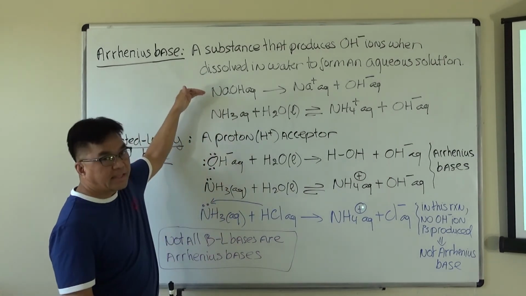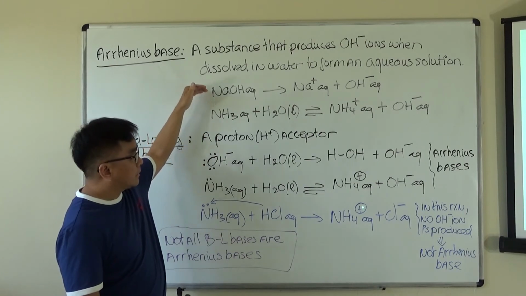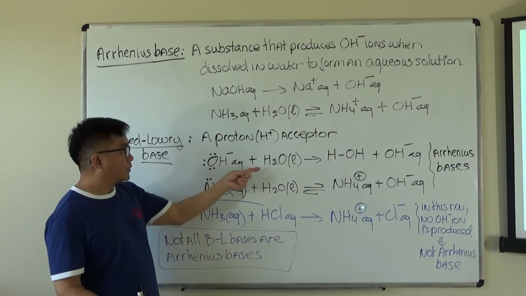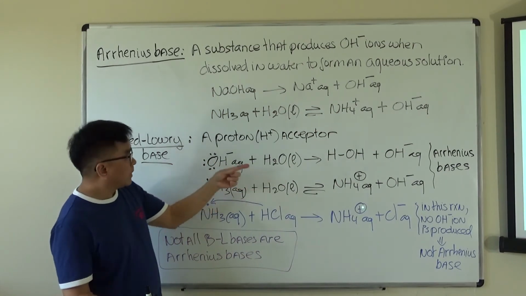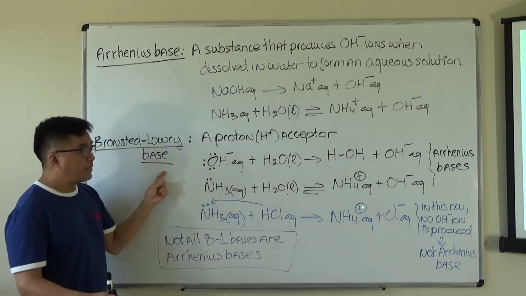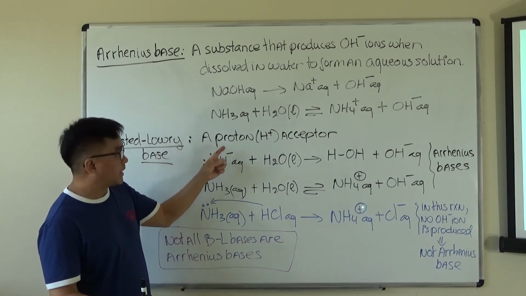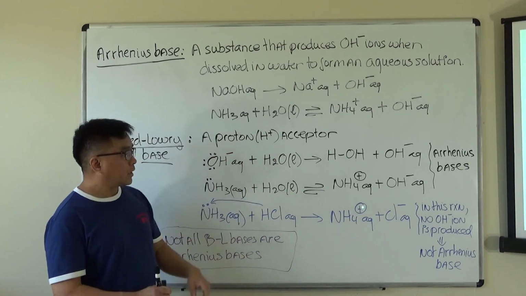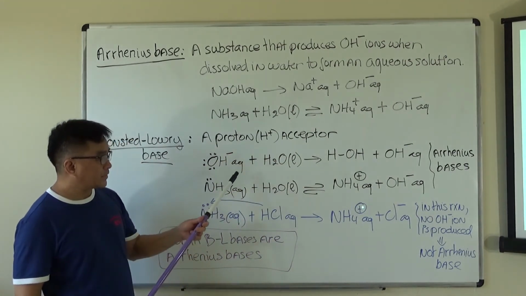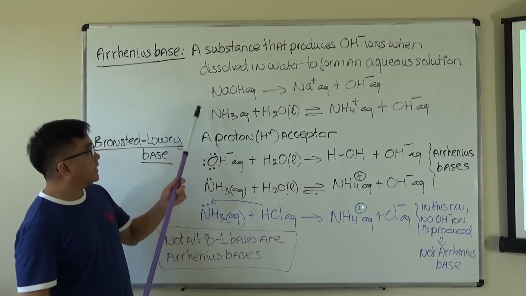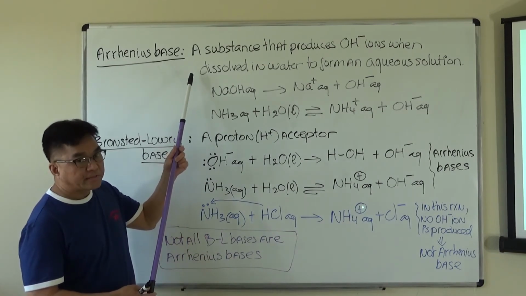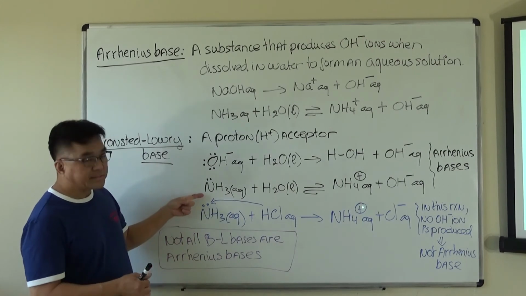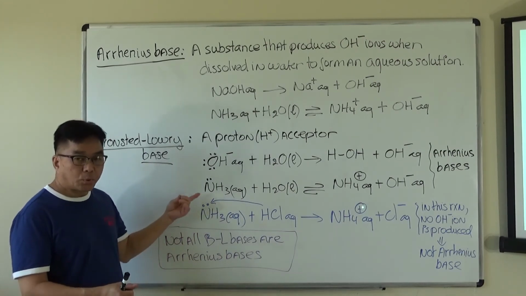Because of that, any Arrhenius base produces hydroxide, and by definition hydroxide is also a proton acceptor, because a Brønsted-Lowry base is defined as a hydrogen ion or proton acceptor. Hydroxide accepts a proton, so therefore any Arrhenius base is also a Brønsted-Lowry base. Here's another example of a Brønsted-Lowry base as a proton acceptor.